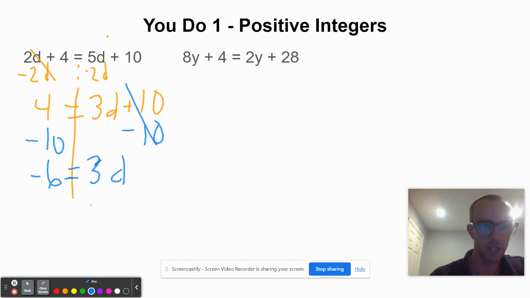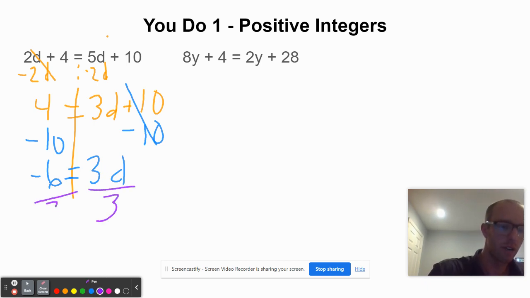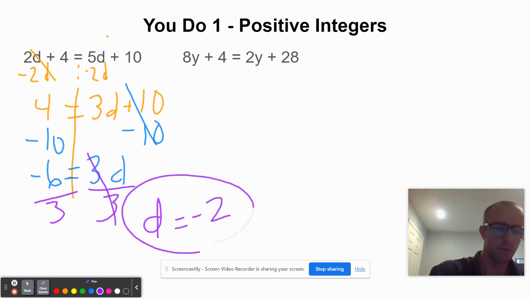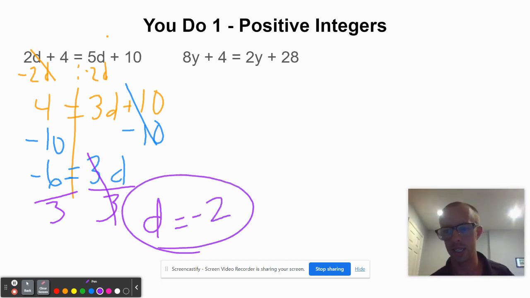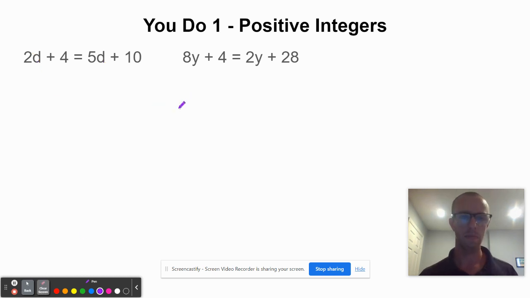Remember, this is the coefficient right here, 3d. That means multiplication. So to get rid of multiplication, divide each side by 3. I get d equals negative 6 divided by 3, which is negative 2. D is equal to negative 2. All right, hopefully you got that. If you didn't, go ahead, rewind if you don't understand. And let me do the next one.